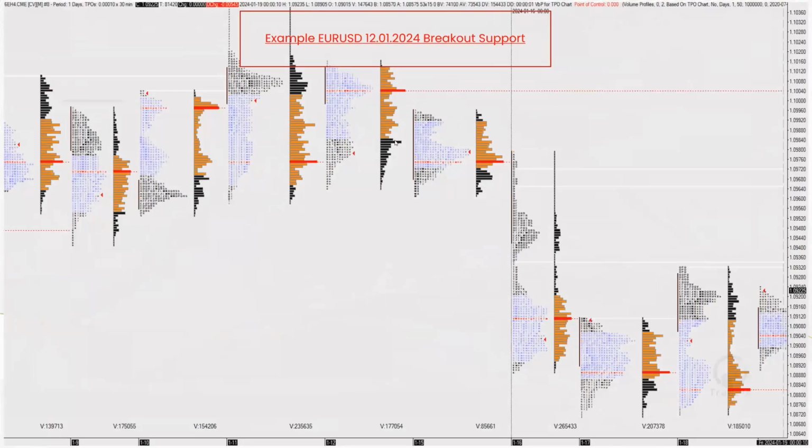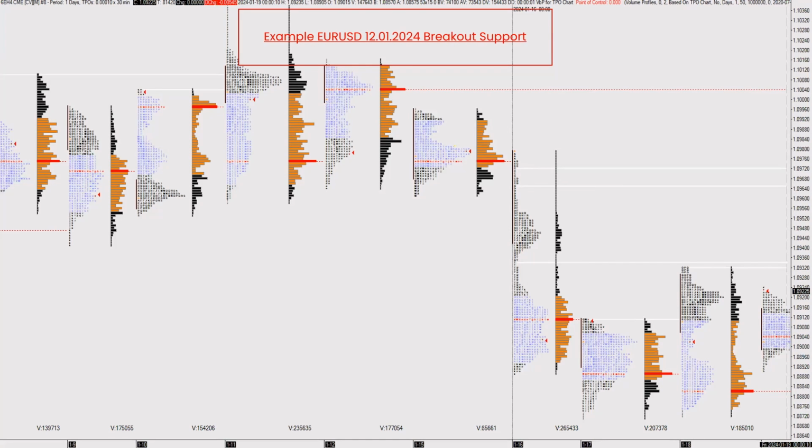The next example is euro dollar. This is from the 12th of January. And again, if we look at the skew on the breakdown day, we can see again, there's our volume in the first distribution, and there's our second. We can see a high degree of skew here. Okay, and very, very big difference in the skew in volume between the two distributions.